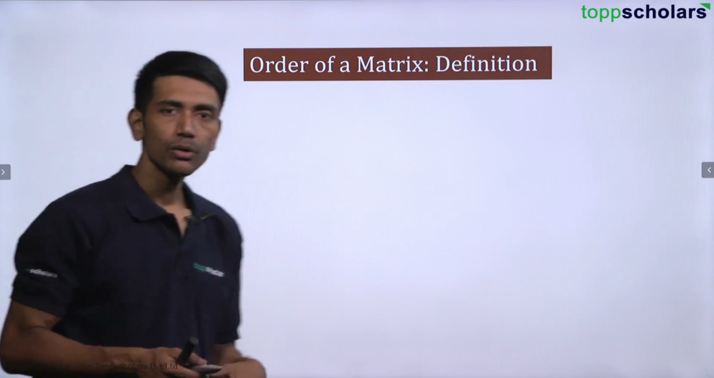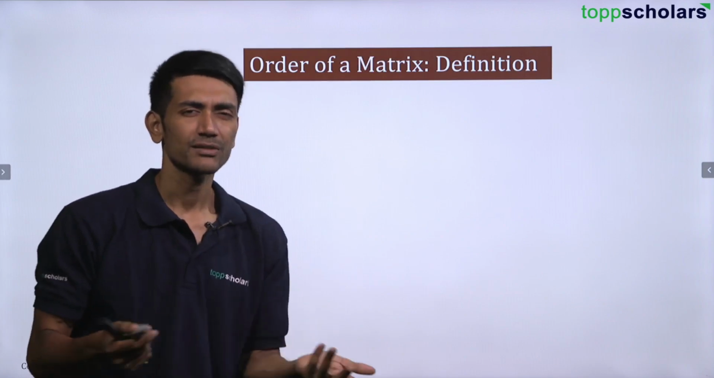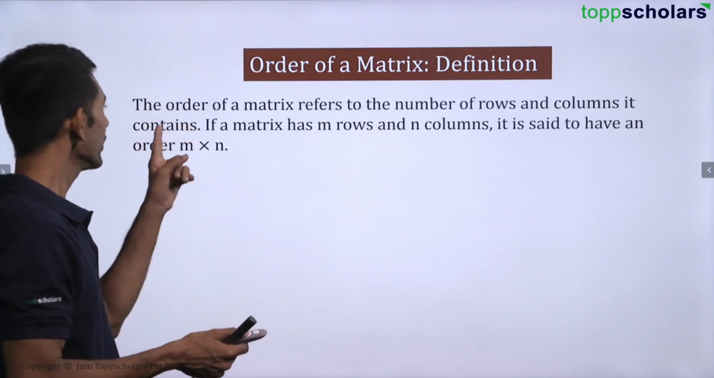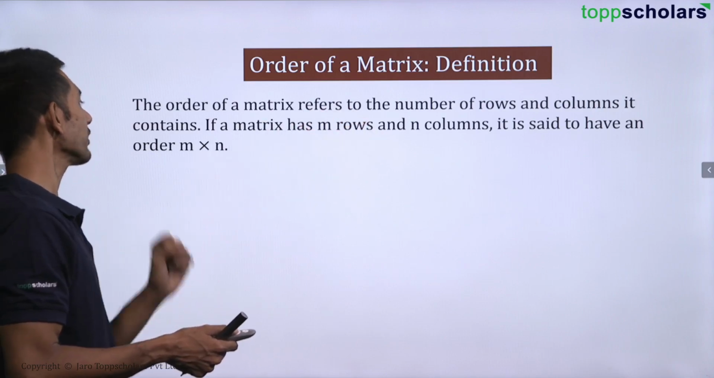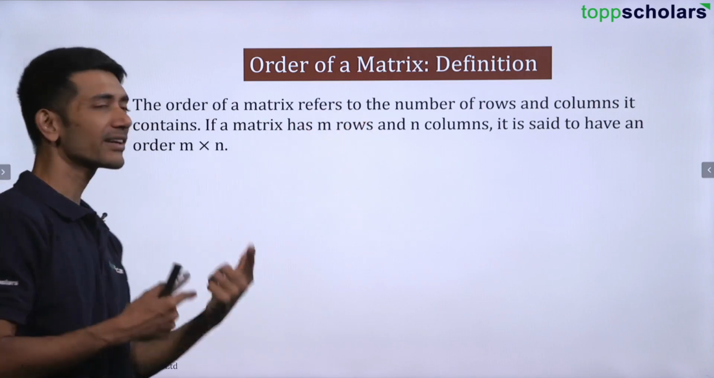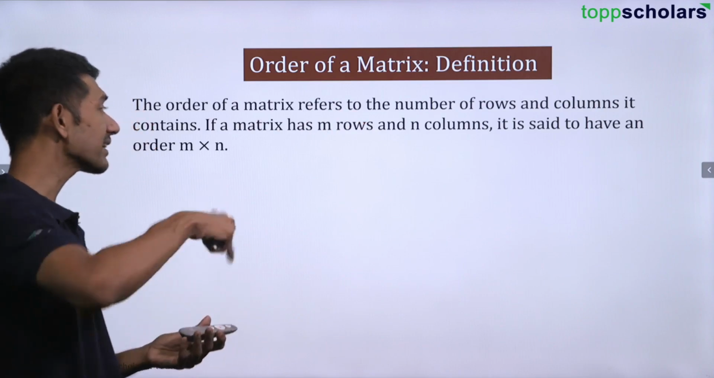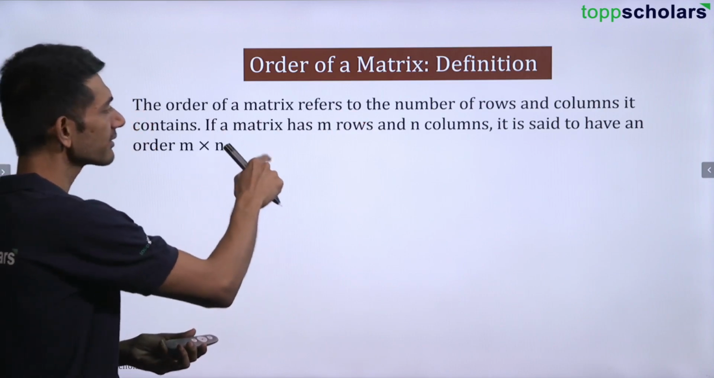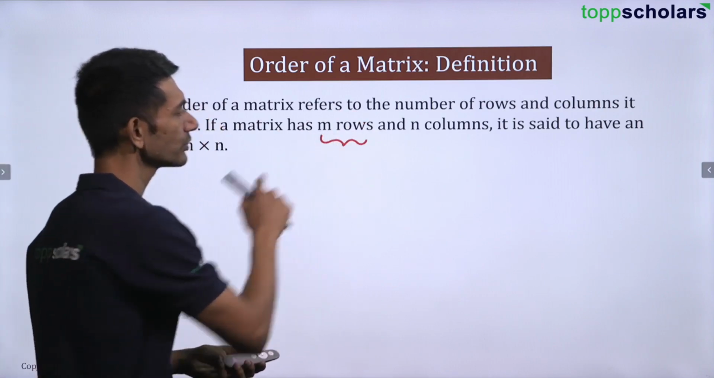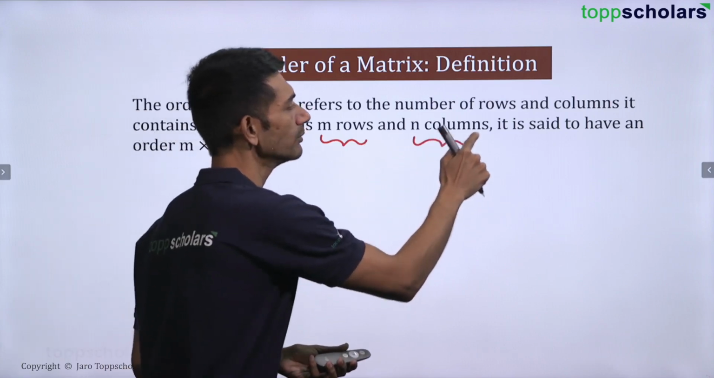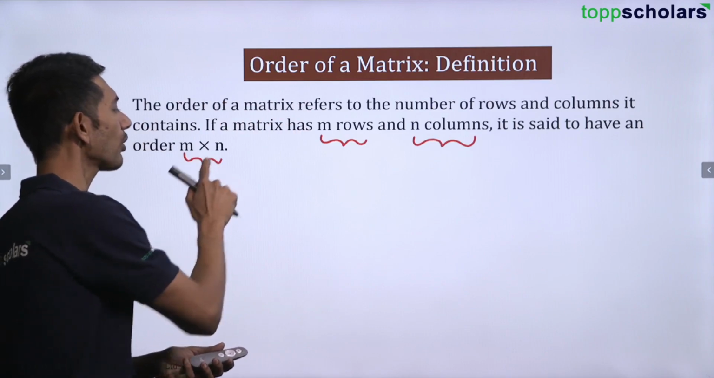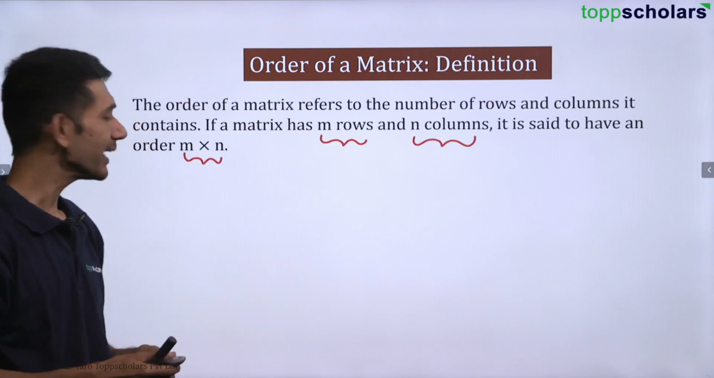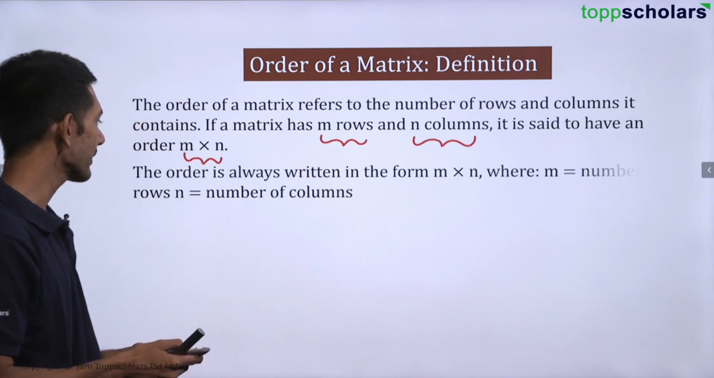Now let us talk about order of a matrix. It is very simple. Let's not waste much time on this. The order of a matrix refers to the number of rows and columns it contains. So if a matrix has m rows and n columns, it is said to have an order m cross n or m by n, right? Okay, let us have a look at an example.